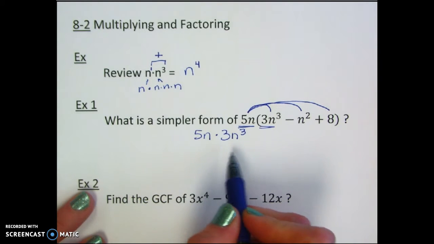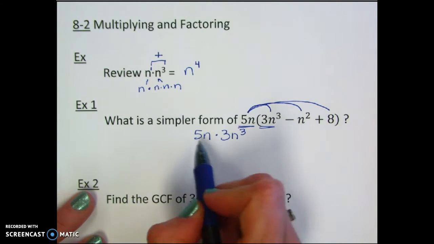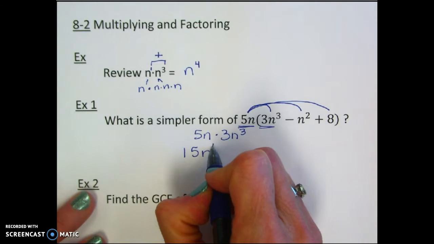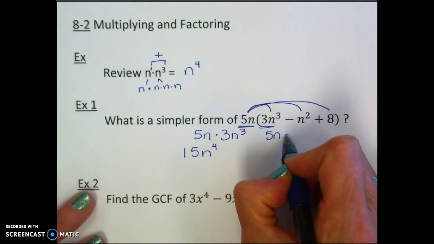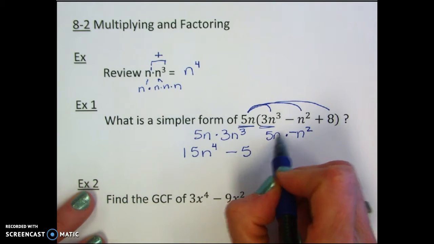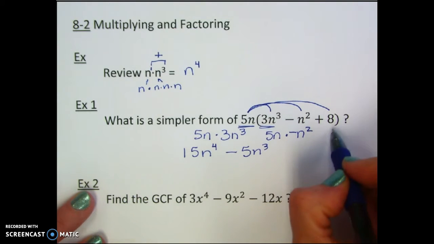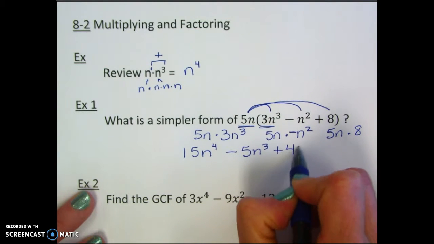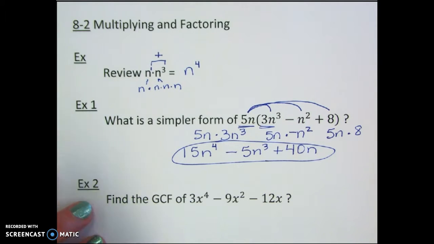Now, I wouldn't write this down if I were just doing the problem. I just want to write it down so I can show you guys. 5 times 3 is 15. I just did n times n to the third up here, so that'll give me an n to the fourth. Next one, we want to take a 5n times a negative n squared. Well, 5 times negative 1 will give me negative 5. N and 2 n's gives me 3. And then one more, 5n times 8, that's going to give me 40n. And that's it. That's all we're looking for.